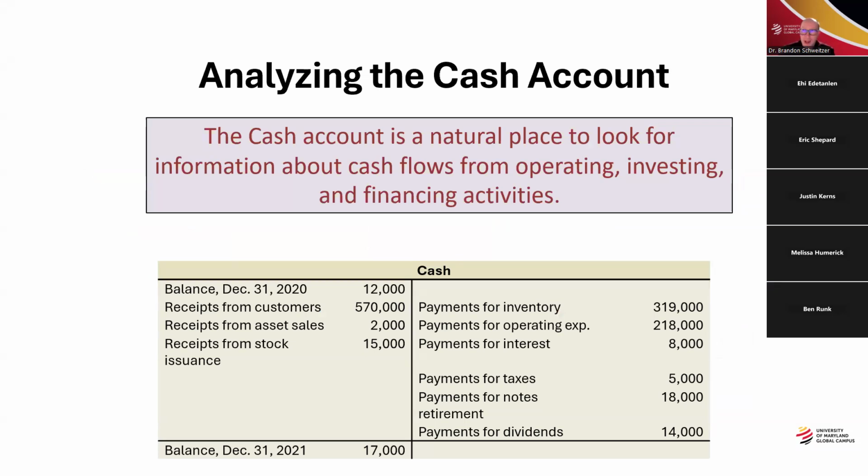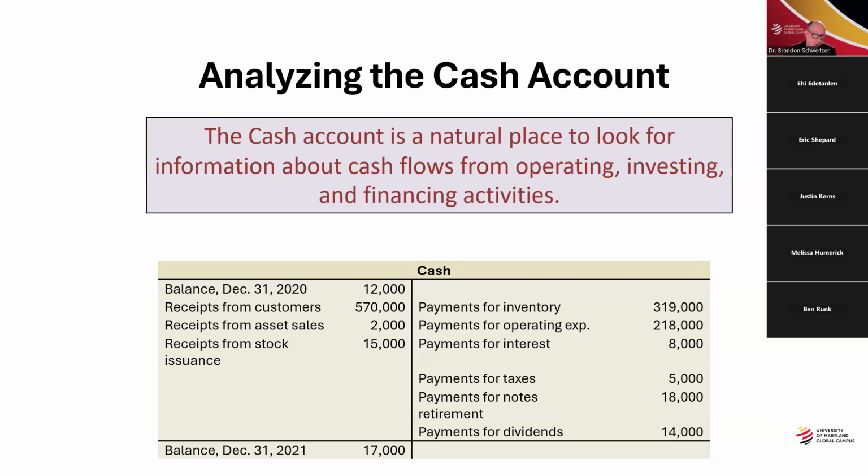When it comes to analyzing the cash account, computing the net increase or decrease in cash is a simple but critical computation. It equals the current period's cash balance minus the prior period's cash balance. This is the bottom line figure for the statement of cash flows and is a check on accuracy. So that's what this slide shows us.